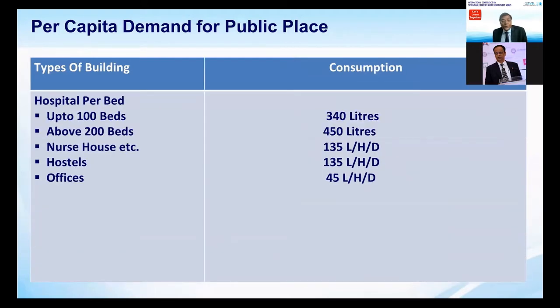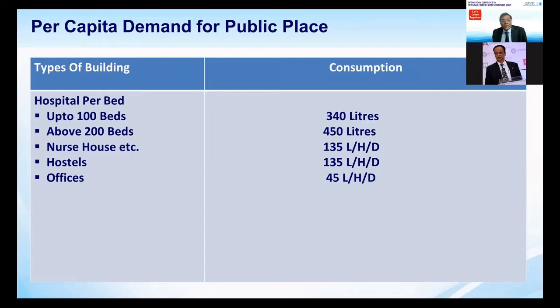When we come to the hospital, up to 100 beds, all requirements are merged in this figure. For up to 100-bed hospitals, we design the water treatment system based on a requirement of 34 liters per bed, and above 200 beds we have 450 liters. Why is the requirement more above 200 beds? Because the infrastructure of that hospital is larger, and they require more water for cleaning, gardening, and other things.